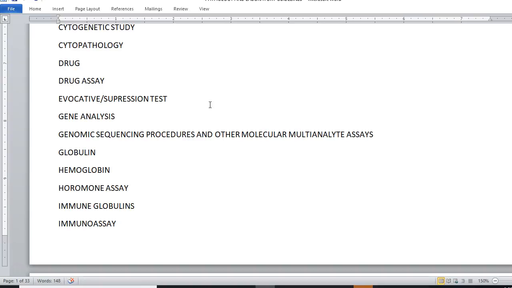Along with all the other genetic testings, we can look under gene analysis. One of the big ones is under genomic sequencing procedures and other molecular multi-analyte assays. Again, only if you work for a facility that really does extensive genetic tests will you even see these in the field. You can look up, again, when I was saying parts of the blood, a globulin or hemoglobin, things like that. You can also look up the hormones, which again are coming from our endocrine system.